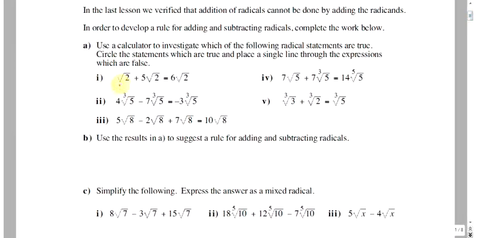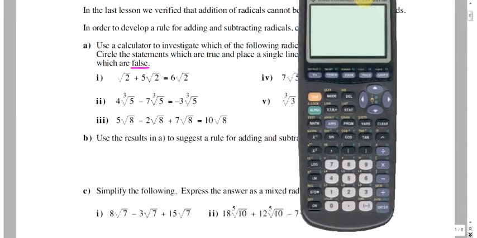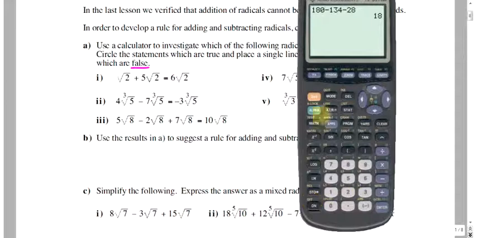Let's look at this. What does that say? Square root of 2. Let's say it in big kid language. Root 2. Root 2 plus 5 times root 2. We don't have to write the times in there. Root 2 plus 5 root 2 is 6 root 2. You think that works? Is that true or is it false? Well, pull out a calculator, let's figure it out.